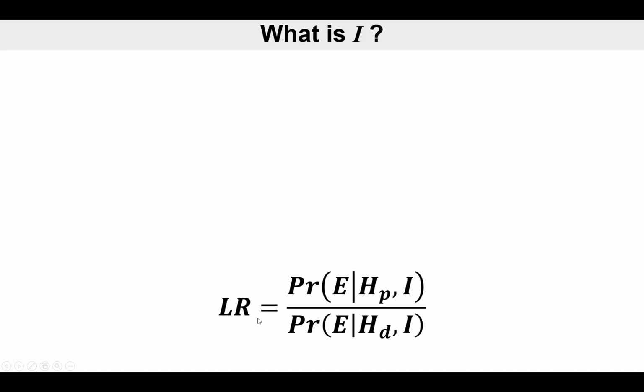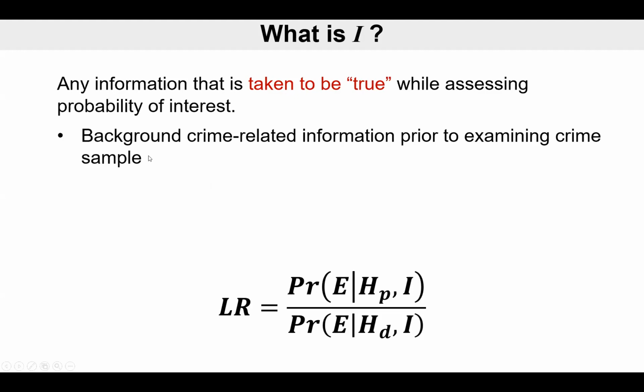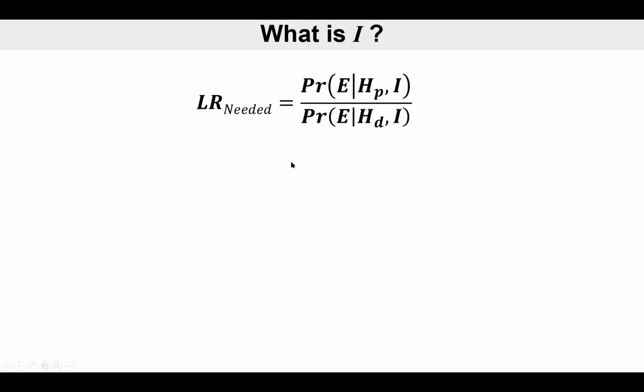Going back to the formula or definition for likelihood ratio, we saw this background information I. So what is I? It is any information that is taken to be true while assessing the probability of interest, which includes background crime-related information before examining the crime sample, statistical models used, number of contributors assumed or known, et cetera. So this is the likelihood ratio that the expert is trying to assess.